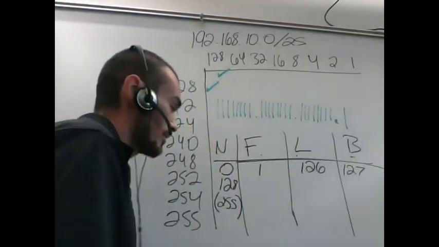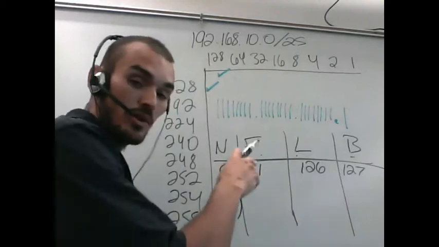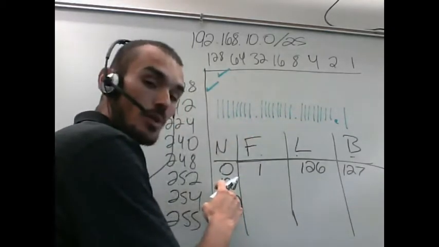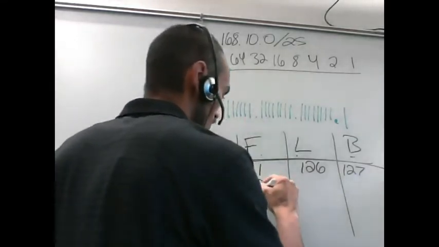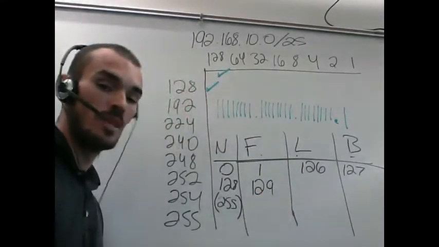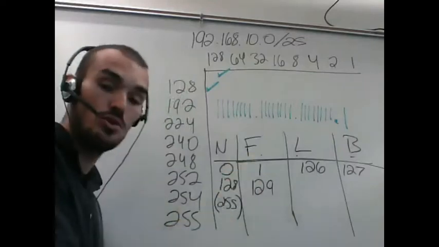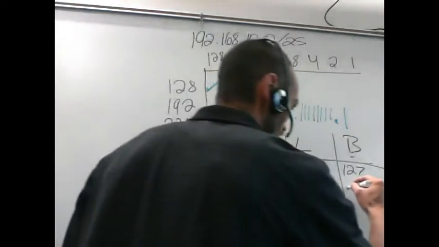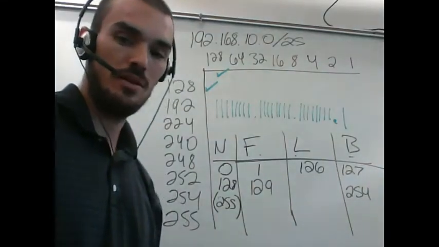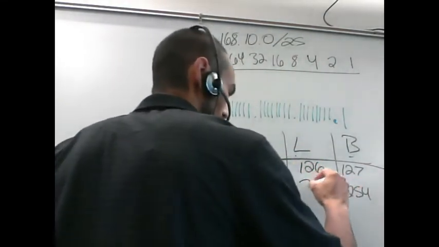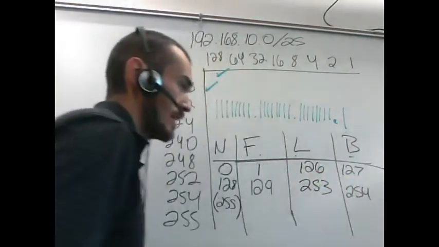So just to finish out this process, same process. First, broadcast, last. To find the first address, I add 1 to 128. Gives me 129. Subtract 1 from the next network to get the broadcast. So 256 minus 1 is 255. All right, and just to finish this out, subtract 1 from the broadcast to get the last host, which is 254.